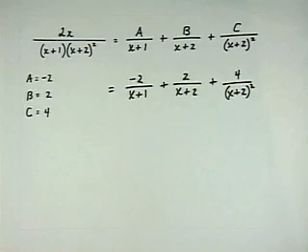Now, we've looked at what happens when we have linear factors. But as we saw at the outset, we could also have some factors that don't end up being able to be decomposed into linear factors. That is, we can't factor them further. We end up with irreducible quadratics. Let's see what to do in that case.